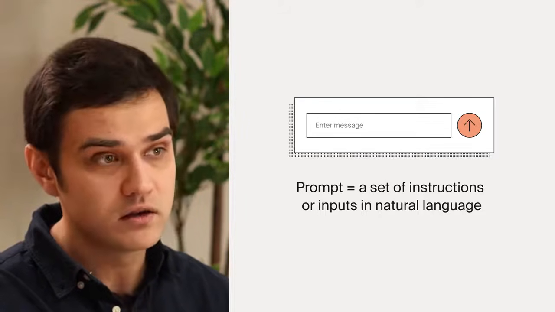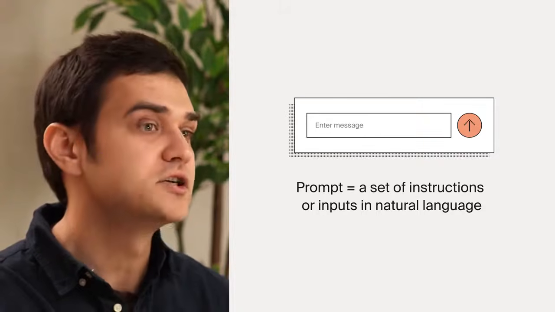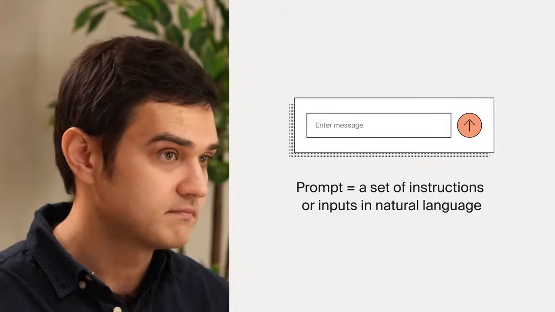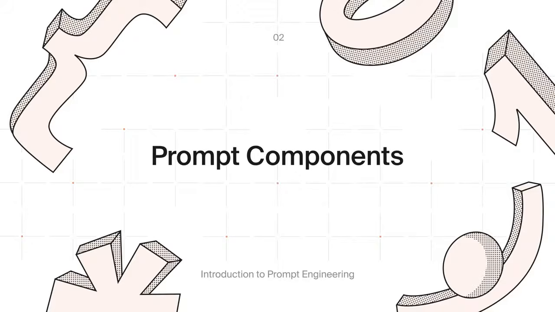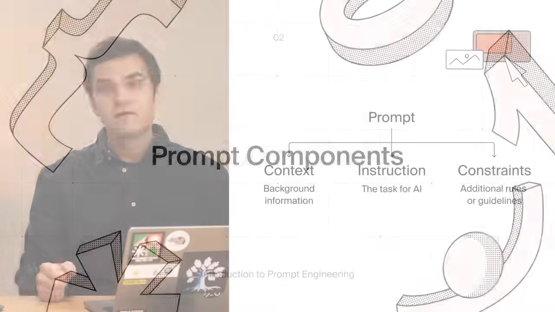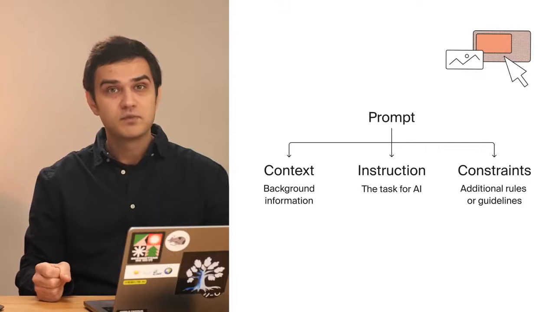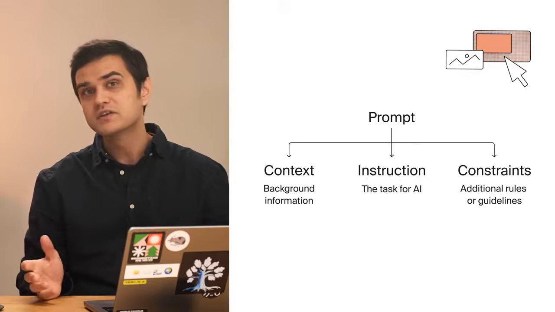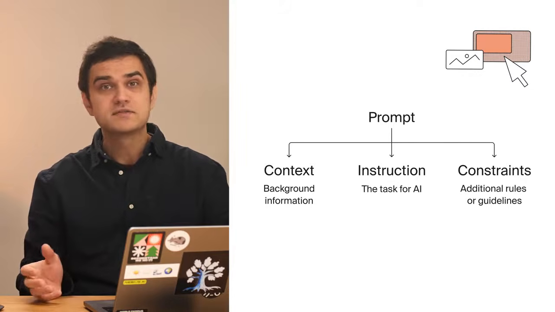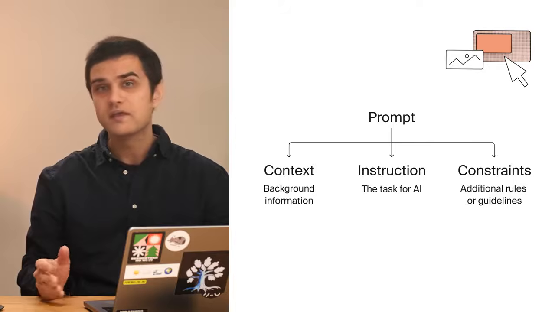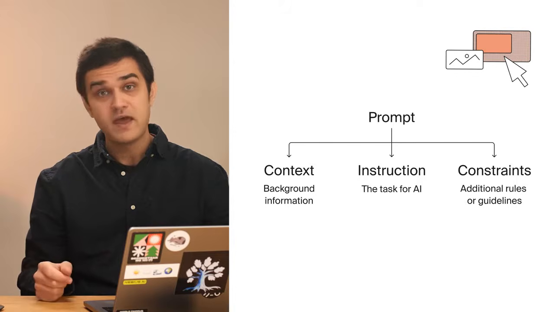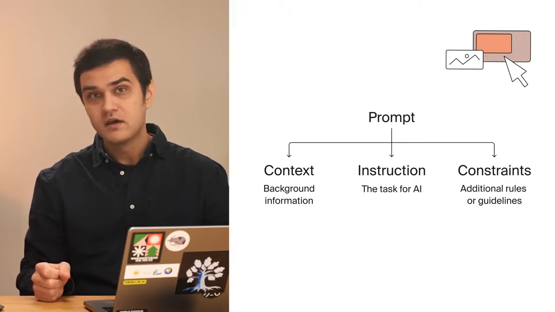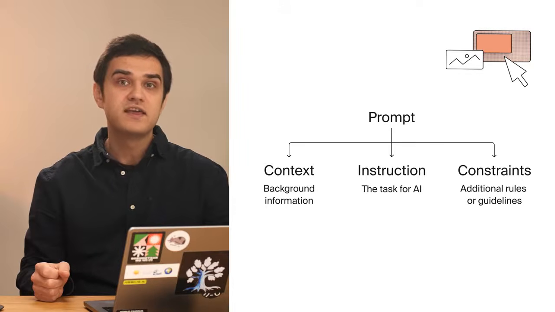But to create a well-crafted prompt, you'll need to differentiate between three key components. First, there is context, which provides background information or sets the scene. For example, when using a chatbot, context might include your previous messages or the conversation's topic. Next, we have instructions. This is the core task you want the AI to perform. It can be a question, a command, or an open-ended request.